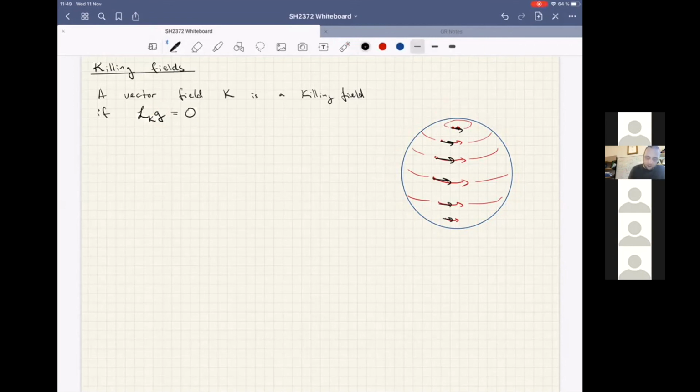So in essence, what we're saying here is that if you have a field whose flow lines generate this symmetry, then the Lie derivative of the metric is going to be 0. So these Killing fields, and in particular their flow, represent some sort of symmetry of, in this case, the sphere, but in general of a more general manifold.